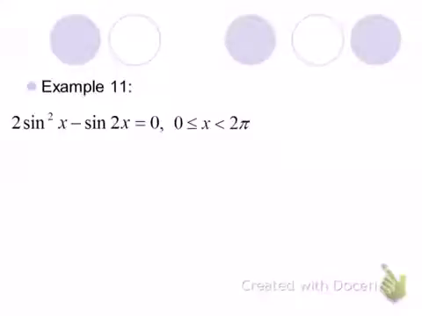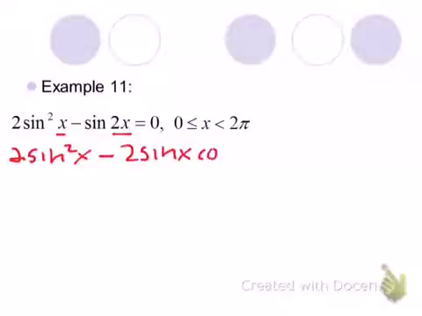So I can't solve a trig equation with different angles. So I have to use an identity to make the substitution here. What is the sine of 2x equal to? 2 sine x cosine x.